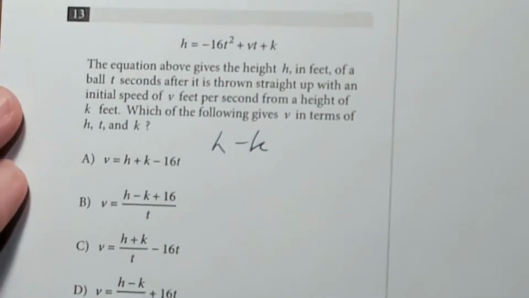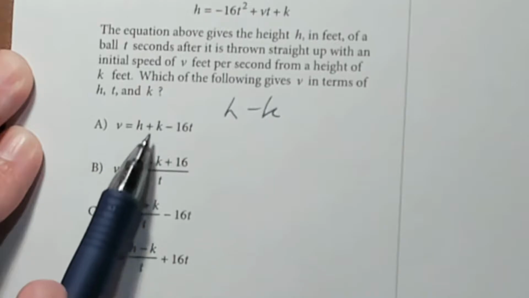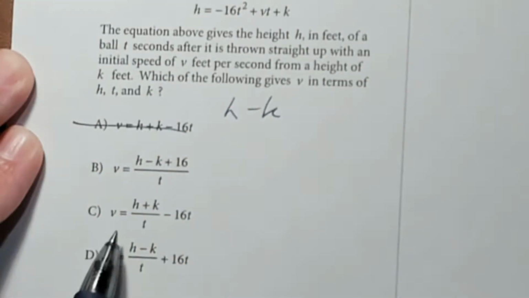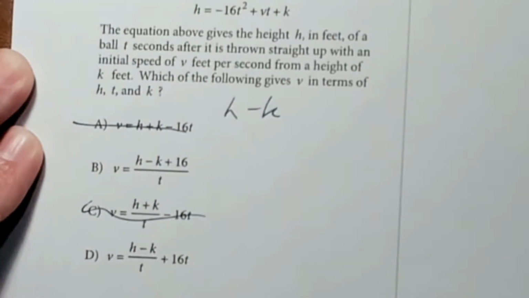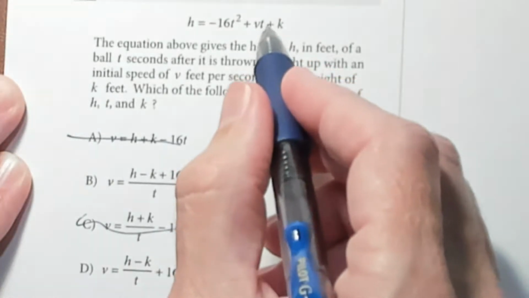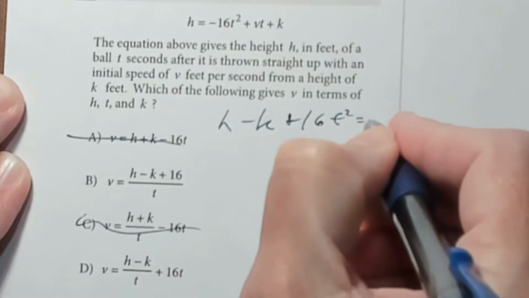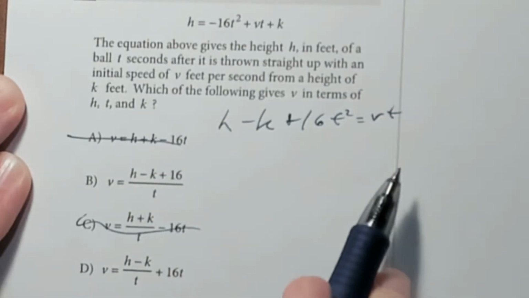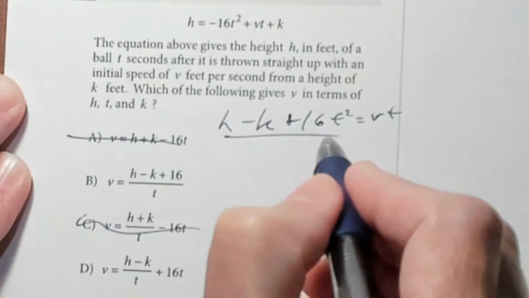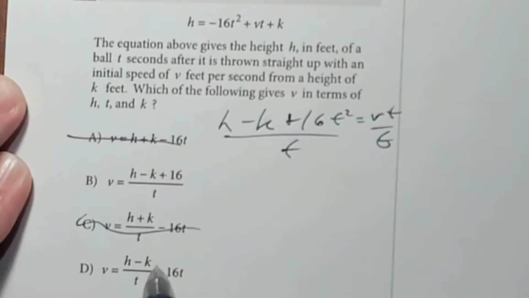Well, now once I know that, I can look at my answers here. I can just say, wait a second. This one's an H minus K. This is H plus K. That's no good. There's an H plus K. That's no good. So now I already know the answer is B or D, simply because we subtract K from both sides. So now what do you do? Now we're going to add 16t squared equals VT. Divide everything by T, and the answer is obviously going to be your D here.